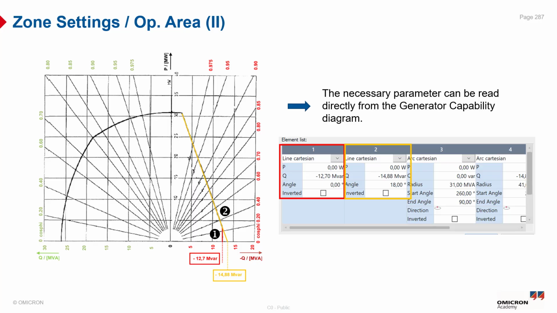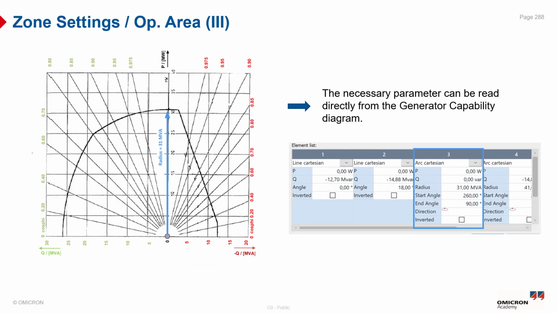So for example, here we have element number 1 and element number 2, which are shown as line Cartesian. Here is element number 1 in red, element number 2 in yellow, and here is the intersection point in the PQ plane. As you can see, line number 1 intersects at minus 12.7 megavar, and line number 2 intersects at minus 14.88 megavar, and here are the angles, and both of them are expressed as a line Cartesian.